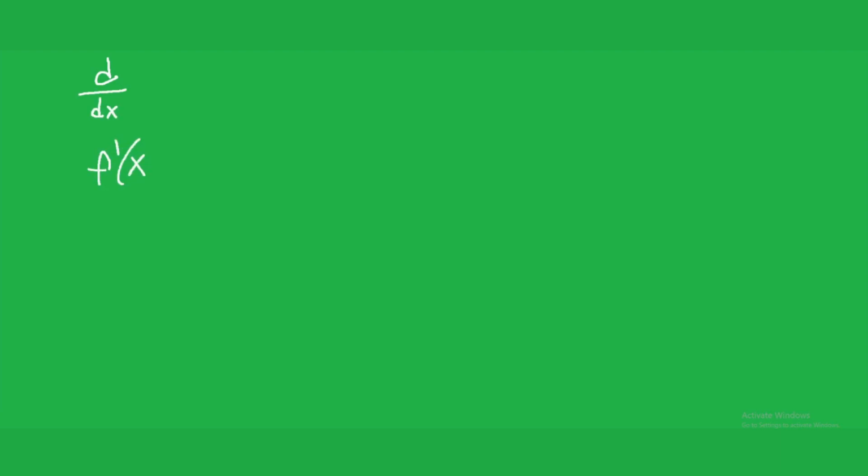prime of x. This would be f of x. This is generally how it is depicted. The second derivative of this would be d squared over dx squared of f of x. The second derivative of this would be f double prime of x.